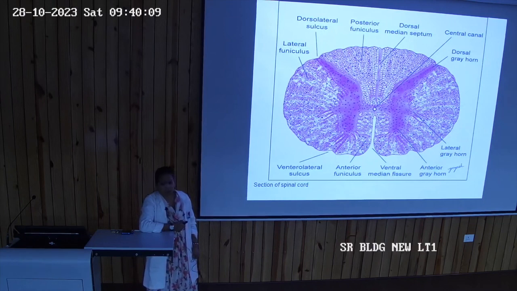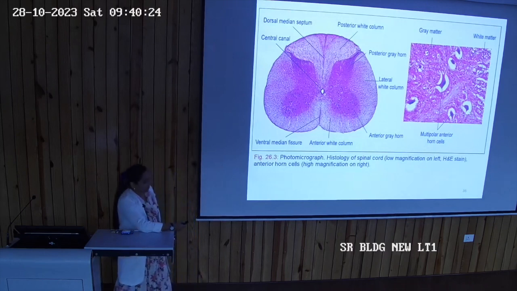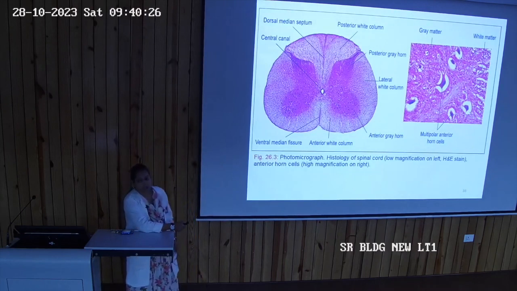In the center, this question may be asked, and it is a very common question. What is the cell lining of the central canal? Ependymal cells. And what are the ependymal cells? Low columnar ciliated cells. This is the multipolar neurons of the anterior horn.